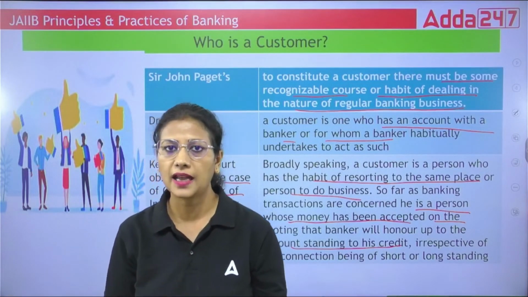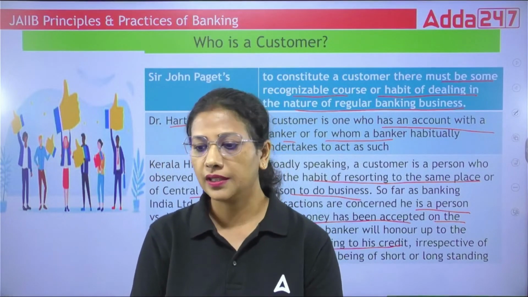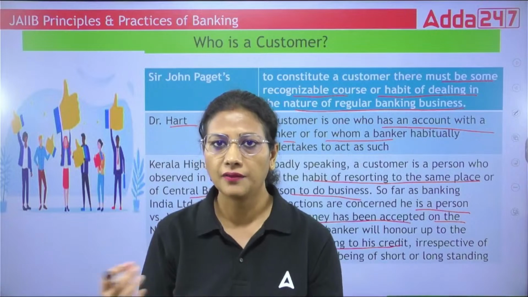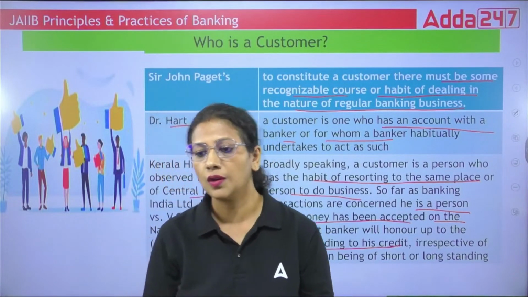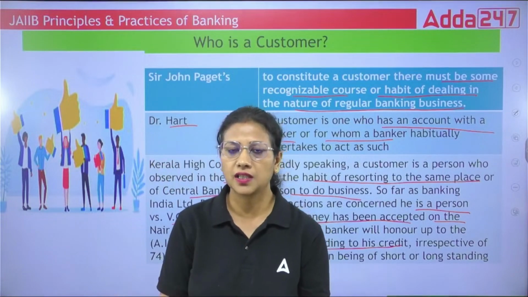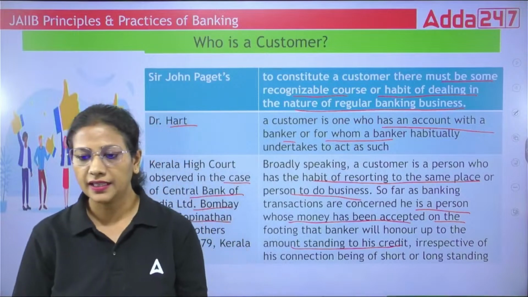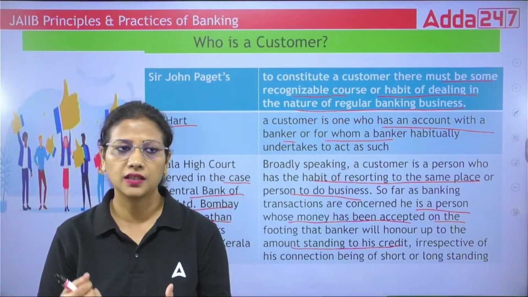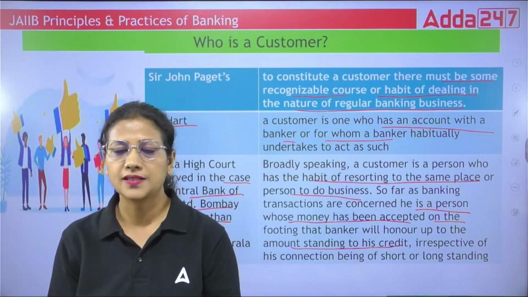So whatever money the customer is giving, the responsibility is being taken by the bank that it will act according to the wish of the customer, whether the customer wants to get a draft made out of that or wants to remit it to another customer. So that is being defined, that he should be habitual.